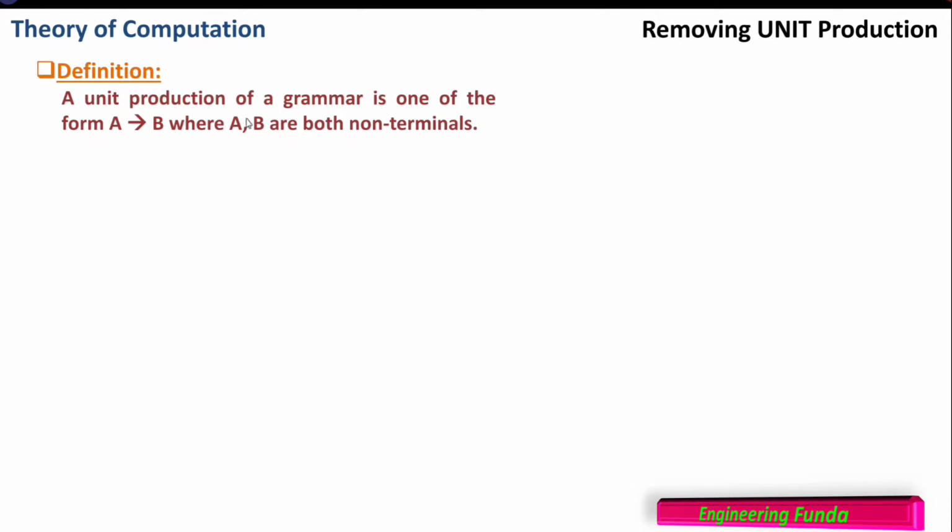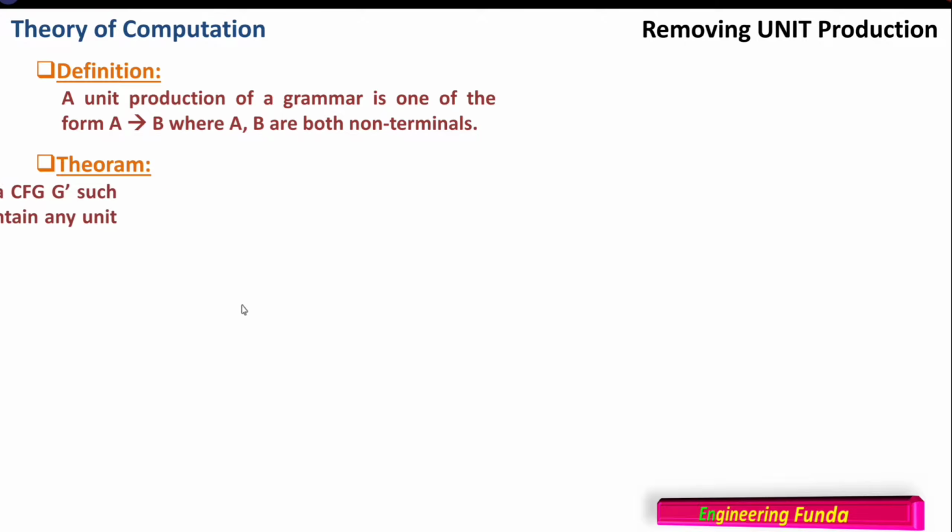A unit production of a grammar is one of the form A tends to B where A and B both are non-terminals. So we have a production of the form A tends to B where the left hand side is a single non-terminal and right hand side is also a single non-terminal. Such production is called a unit production.